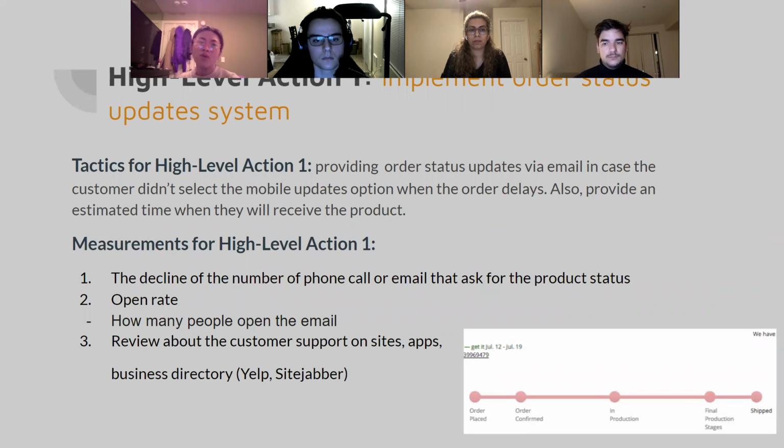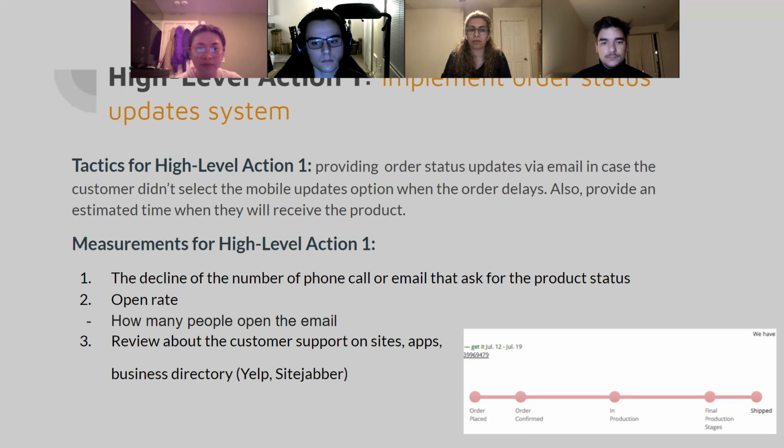And to complete our objectives, we came up with 3 high-level actions. And our first high-level action is implement order status update system. The tactic for this high-level action, we want to provide order status updates via email in case the customer didn't select the mobile updates option when the order delays. Also, we want to provide an estimated time when they will receive the product.